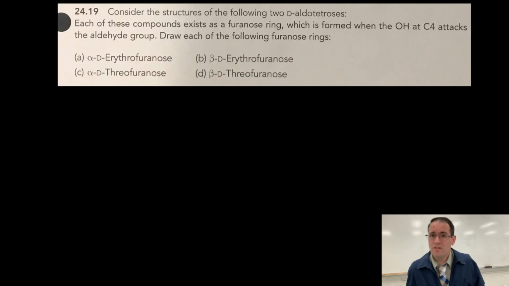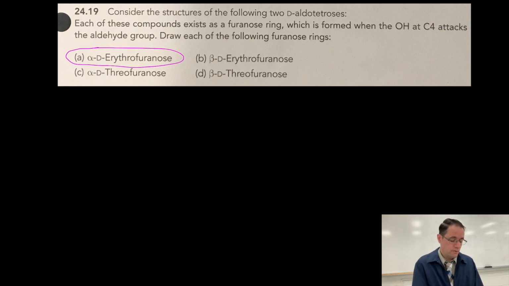So maybe let's do a couple of these, since I don't really have an example and then a problem. So let's do this first one here. First the problem says, draw the structures of the 2D aldotetroses. Each of these compounds exists as a furanose ring, which is formed when the OH at C4 attacks the aldehyde group. Draw each of the following furanose rings. So what we have here is alpha D erythrofuranose.